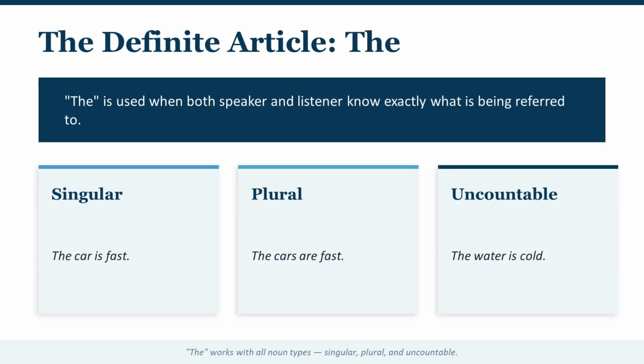Now let us talk about the definite article, the. We use the when both the speaker and the listener know exactly what is being talked about. One great thing about the is that it is very flexible. Unlike a and an, which only work with singular countable nouns, the can be used with any type of noun. You can use the with singular nouns like the car is fast. You can use it with plural nouns like the cars are fast. And you can even use it with uncountable nouns like the water is cold. So the is quite versatile and works with all kinds of nouns.